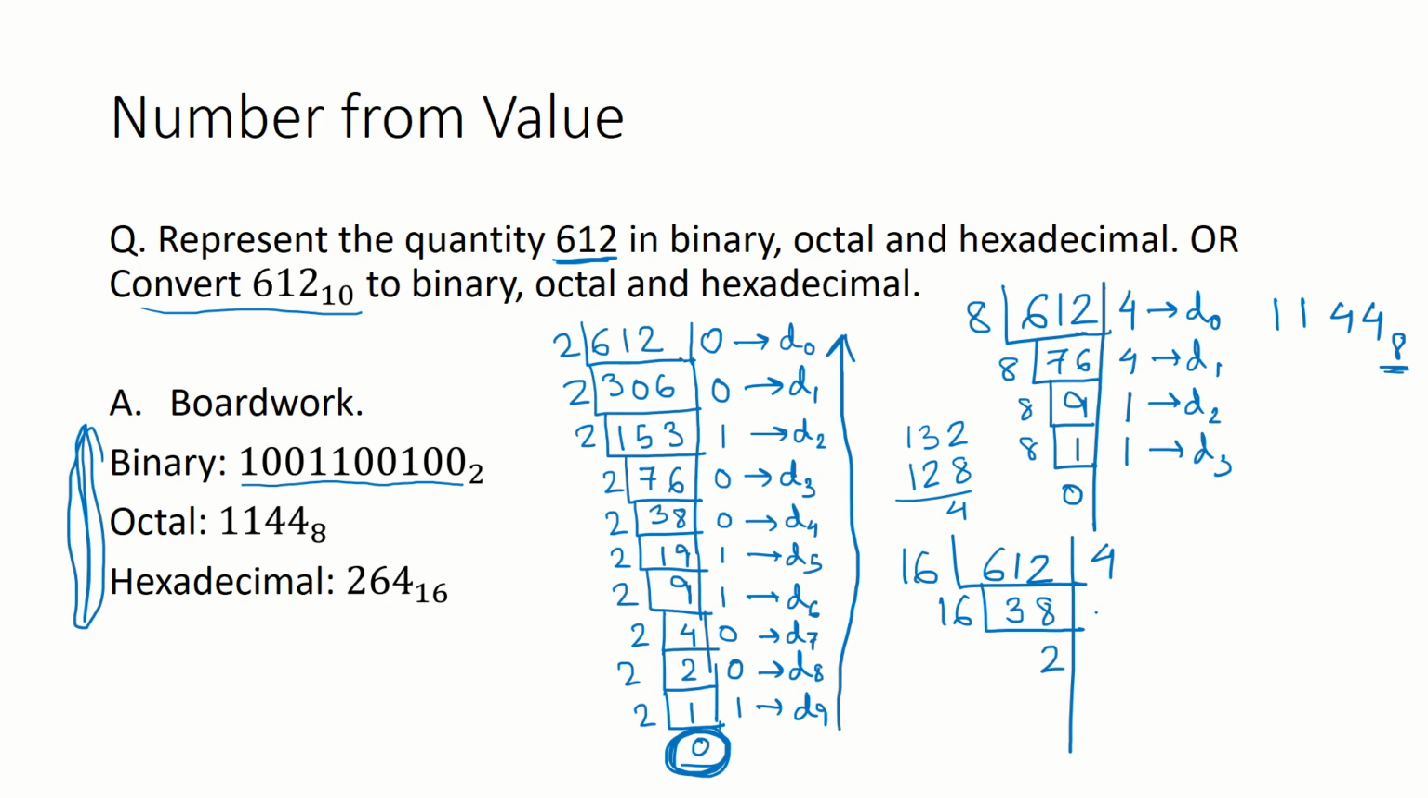16 into 2, 16 into 0, 2. So, once we reach 0, we stop the division and the number is basically read bottom to top. So, it is 1204 in hexadecimal. So, you can see how we solved the problem very easily. The numericals are not very difficult, you have only to remember the steps.